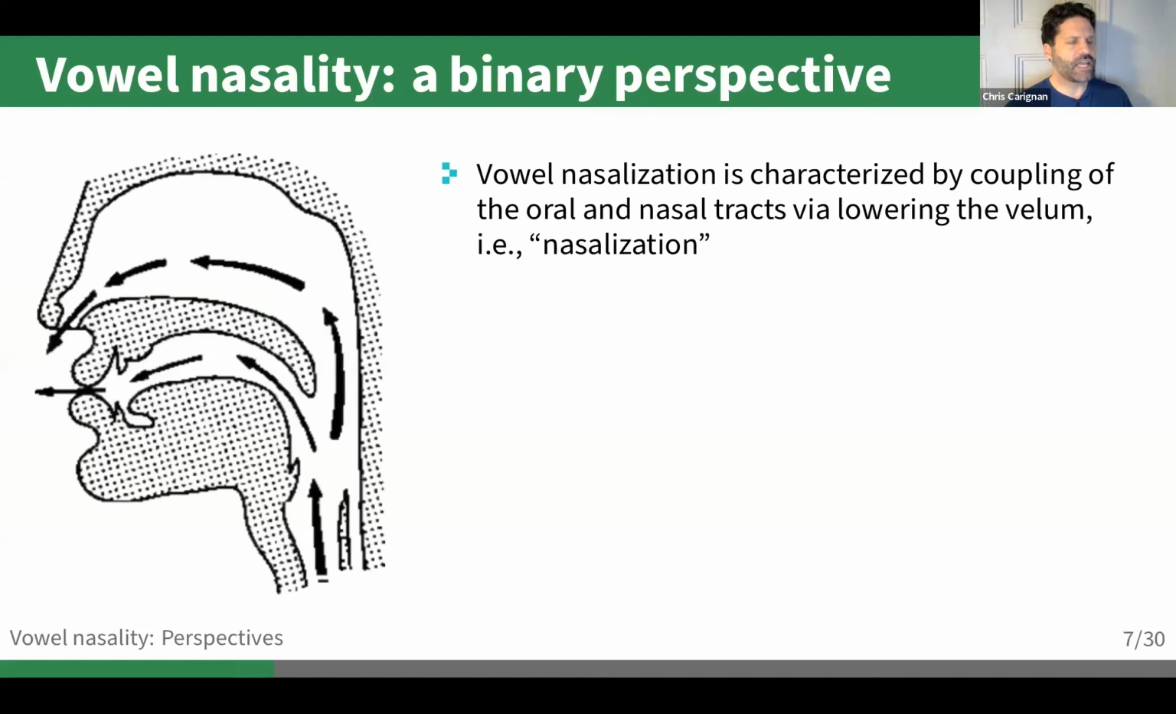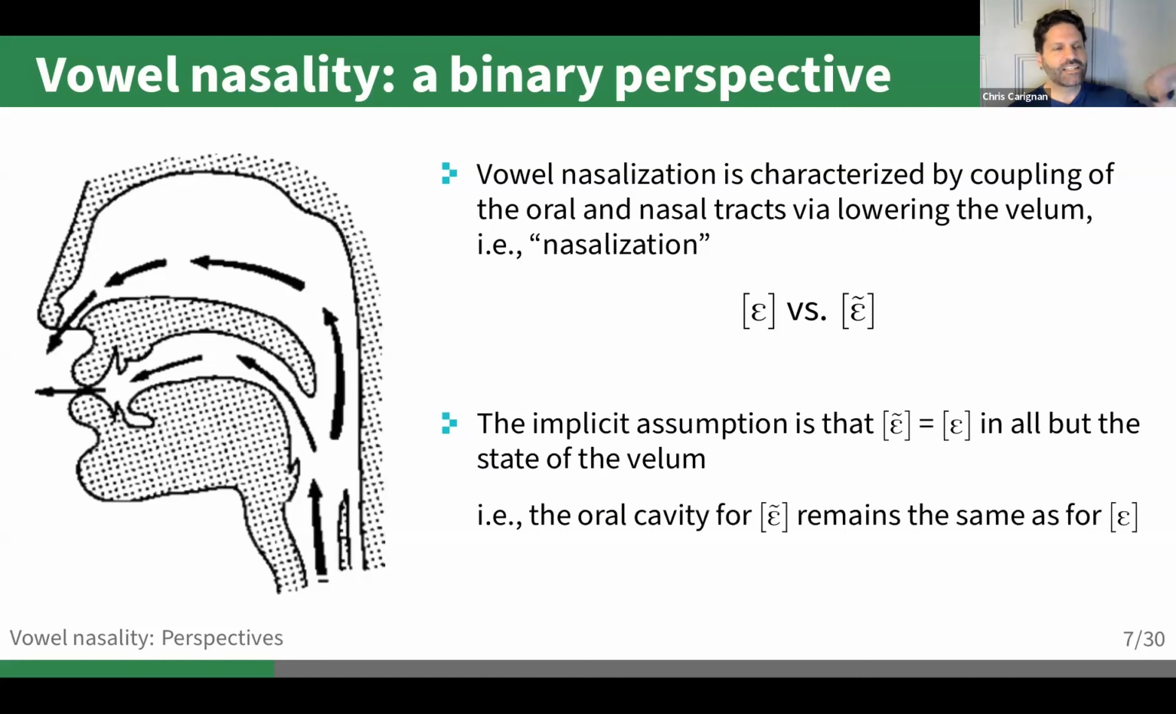Well, let's first take a step back and talk about how we approach nasality in Linguistics 101, or how we might assume that nasality is realized in some sound system. So vowel nasalization itself is characterized by coupling the oral and the nasal tracts when the velum is lowered. We just call this nasalization. And of course, in the IPA system, we use a tilde as a diacritic above a vowel sound that gives us the nasal vowel sound.